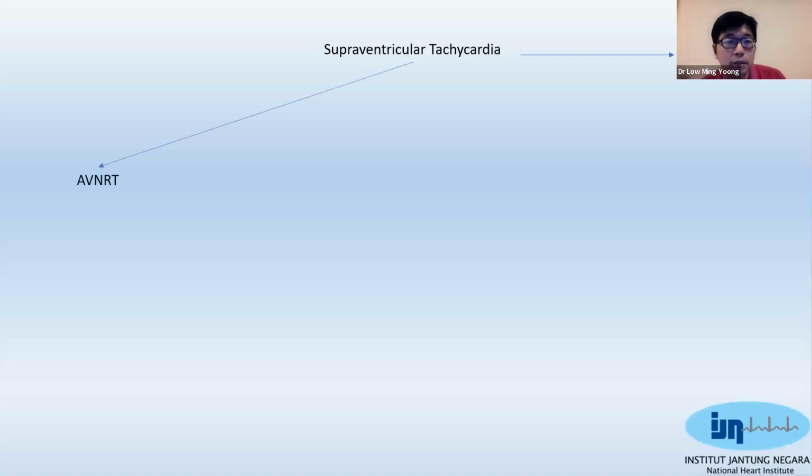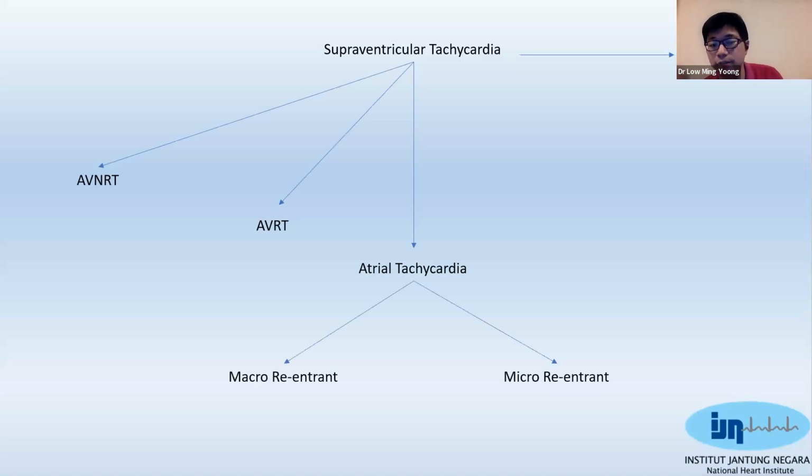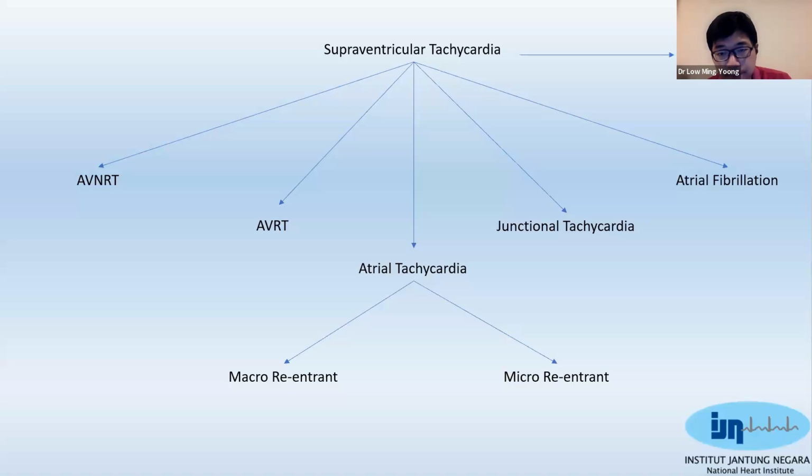Okay. Then this is the crux of SVT. You have AVNRT, which I just described. You have AVRT, which I'll describe later. You have atrial tachycardia, which most of your SVTs will fall into. For atrial tachycardia, you have macro reentrant and micro reentrant. I'm sure all of us are familiar with flutter. Flutter is a macro reentrant atrial tachycardia, okay? But it's still an atrial tachycardia. Then you have junctional tachycardia, and you have atrial fibrillation. Atrial fibrillation, I'm sure most of us know what it is, so I won't describe it. Junctional tachycardia is just like AVNRT, but it's a focus. So AVNRT is a circuit. Junctional tachycardia is a focus.